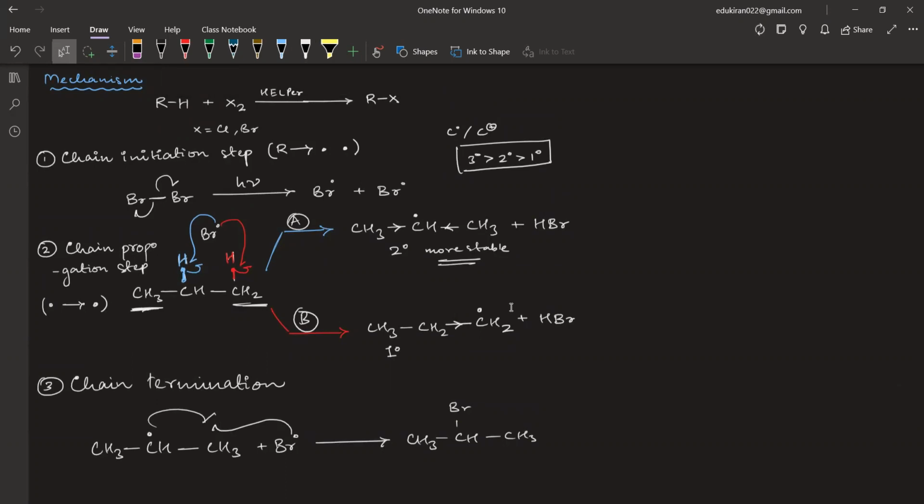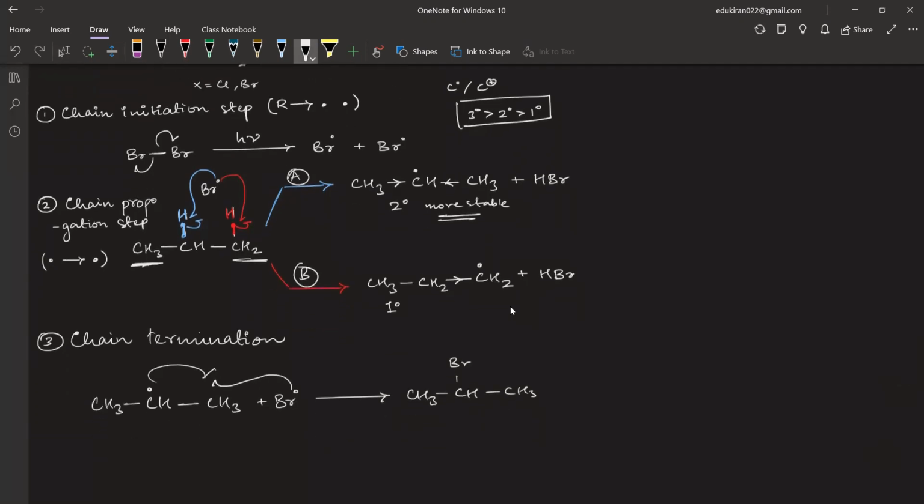But one thing for sure, there will be some product. So you will have this product also. CH3CH2CH2 free radical will also react with Br free radical, and it will form CH3CH2CH2Br. Even though this will be in minor amount, this product will still be present. That is why we say that it will form isomeric mono and polyhaloalkanes.